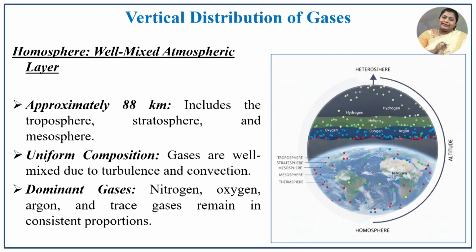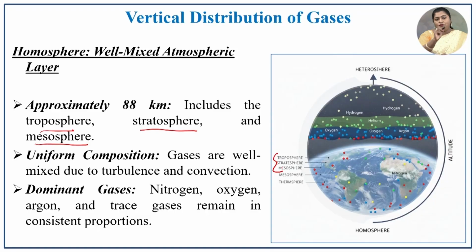The homosphere is a well mixed atmosphere. Why is it a well mixed atmosphere? It includes the troposphere, stratosphere and mesosphere. So these are all layers of the atmosphere. These layers together are known as the homosphere, and it has a uniform composition, that is, the gases are well mixed.